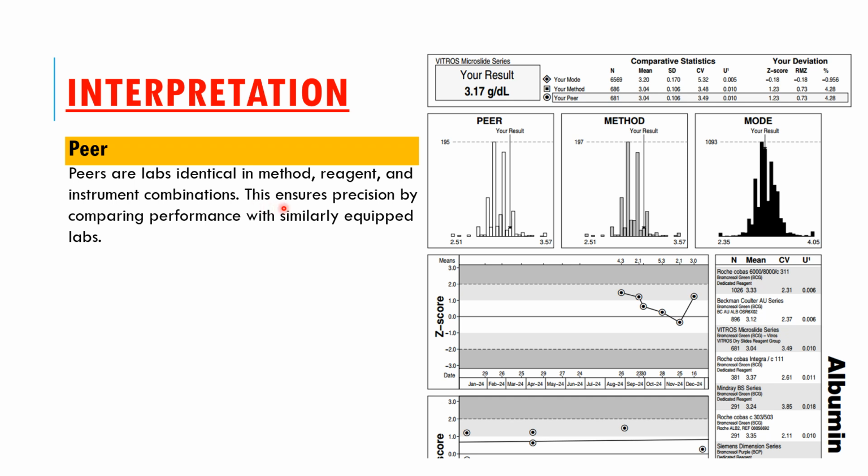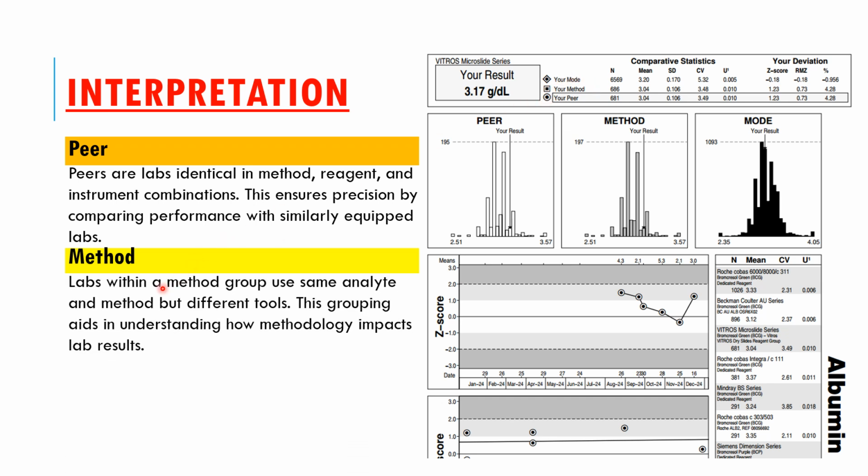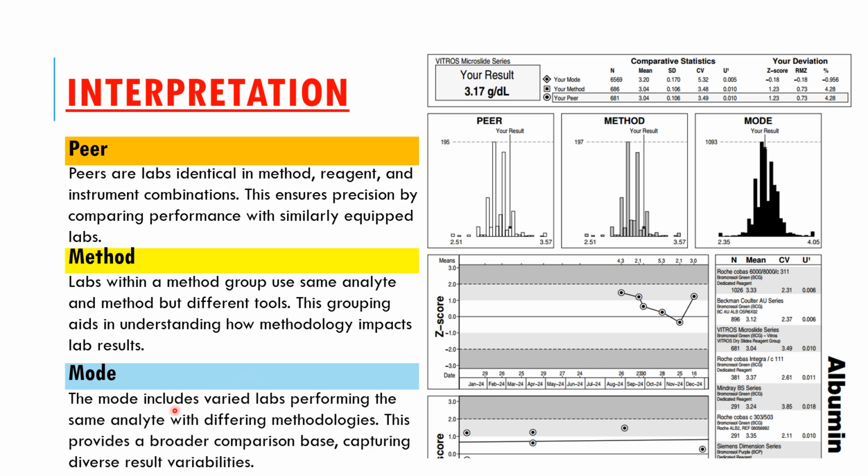So this comparison ensures precision by comparing performance with similarly equipped labs. Second important term is method group. This method group is with the same method but different instrument. So this group helps in understanding how methodology is impacting the value of that particular analyte. And third is the mode group. Mode group is the broadest category in which only the analyte is the same, the method as well as the equipment is different. Okay, so these are the three.